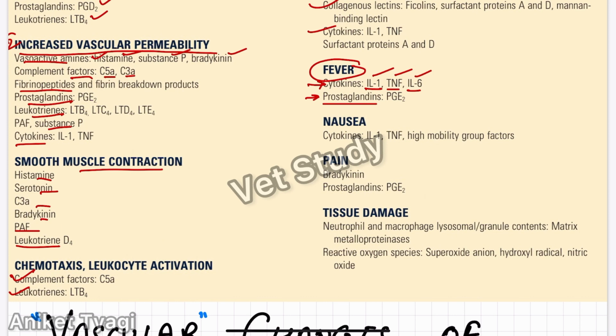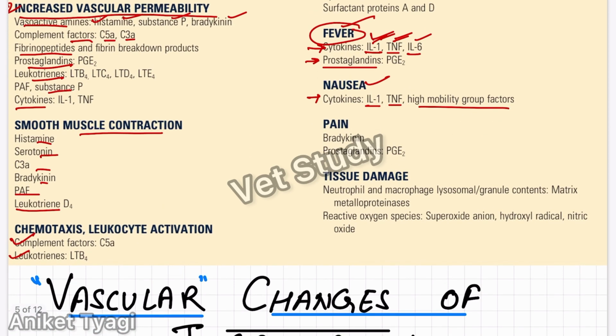There will be malaise in inflammation, and this occurs due to cytokines, and these cytokines are interleukin 1, TNF or tumor necrosis factor, and high mobility group box factor. As you can see, interleukin 1 and tumor necrosis factor produce fever as well as malaise, both things, right? And pain is produced by bradykinin and prostaglandin, which produces fever and also pain.